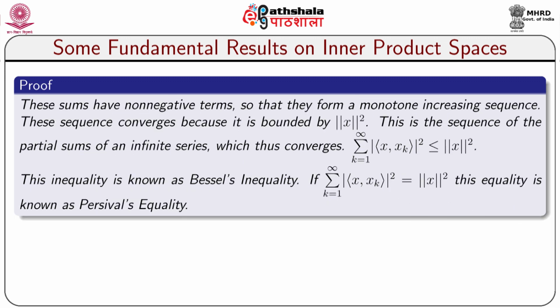These sums have non-negative terms so that they form a monotone increasing sequence. This sequence converges because it is bounded by norm of x square. This is the sequence of the partial sums of an infinite series, which thus converges. So, sigma k equal to 1 to infinity modulus of inner product x comma xk whole square is less than or equal to norm of x square. This inequality is known as Bessel's inequality. If sigma k equal to 1 to infinity modulus of inner product x comma xk whole square is equal to norm of x square, this equality is known as Parseval's equality.